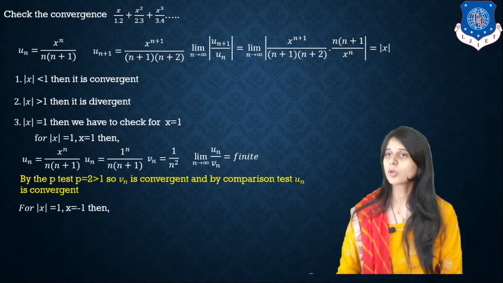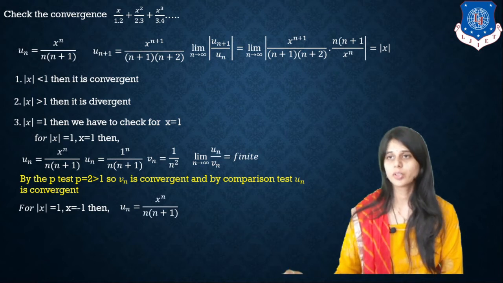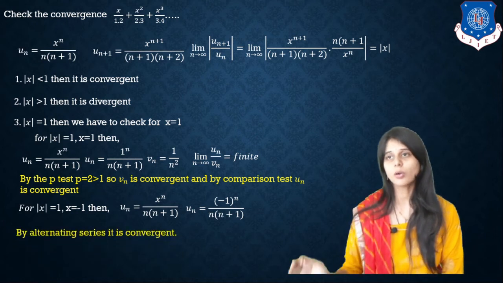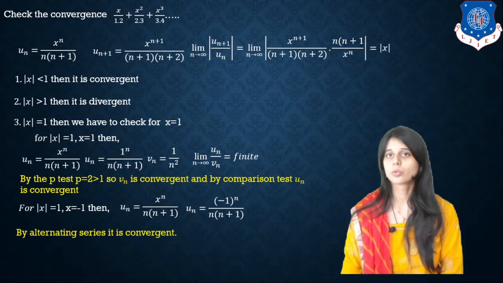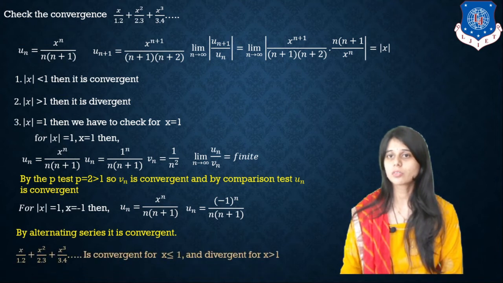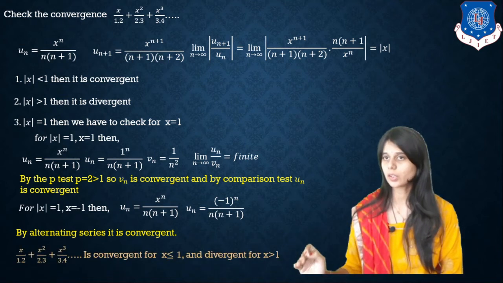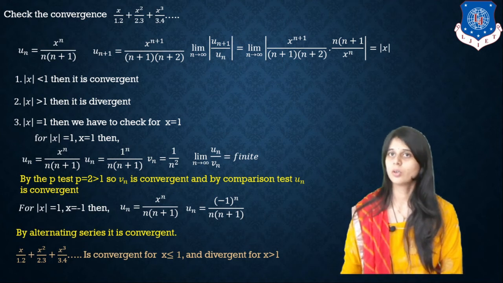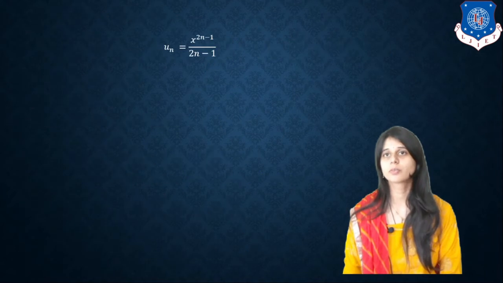Now we take modulus of x equal to 1, x equal to minus 1. Then replacing x equal to minus 1, we get an alternating series, and this is convergent by the alternating series test. So this series is convergent for x less than or equal to 1 and divergent for x greater than 1. Okay, so this is the first example of the power series.